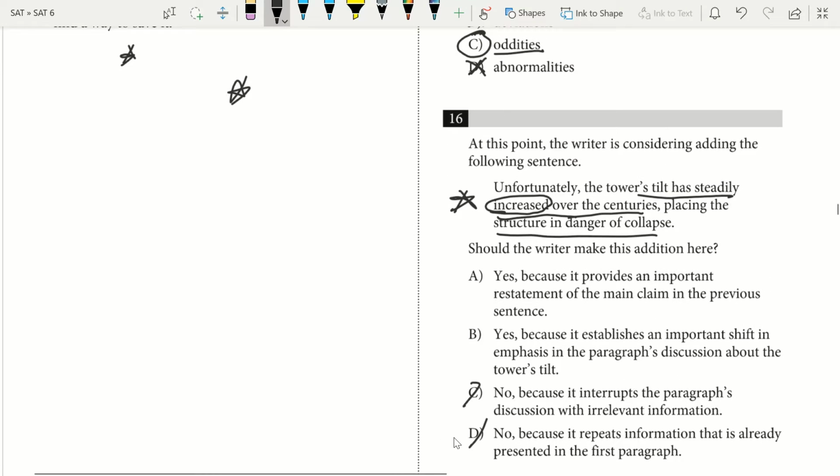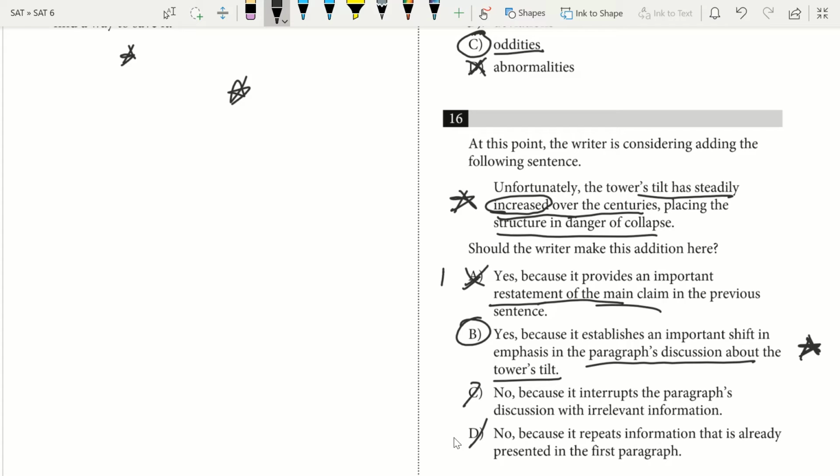Well, why should we add it? Because it's leading into that next sentence, right? Is it providing an important restatement of the main claim in the previous sentence, or is it establishing an important shift in emphasis in the paragraph's discussion about the tower's tilt? Well, yes, it is providing an important shift in emphasis about the tilt of the tower, right? Because we're shifting from just saying that this tilt of the tower makes people intrigued by it to saying this tilt of the tower has required the government to close it, right? So we're shifting. We're not just restating a main claim. And we wouldn't want to include it if we were just restating something, right? Because we want to avoid restating things. So that's another red flag with answer choice A, right? So we know our answer there is going to be B.